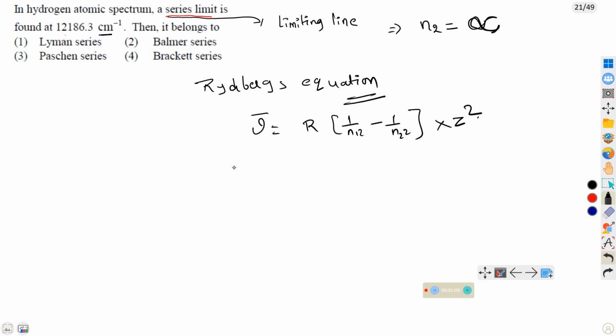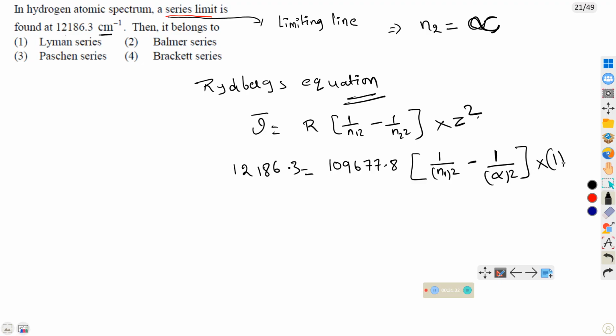Nu bar value is given as 12186.3. R value, Rydberg's constant, is 109677.8. Calculate N1 value, 1 by N1 whole square. 1 by N2 is nothing but 1 by infinity whole square. For hydrogen atom, Z value is equal to 1. 1 by infinity value is equal to 0.